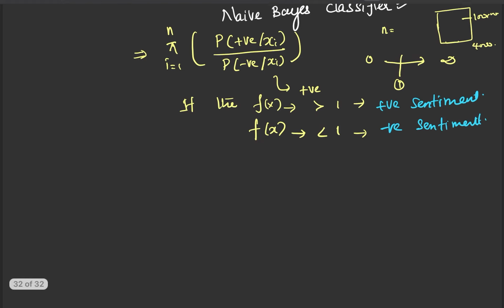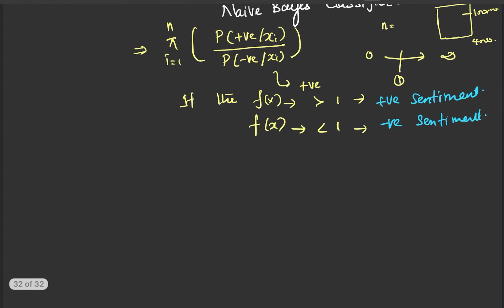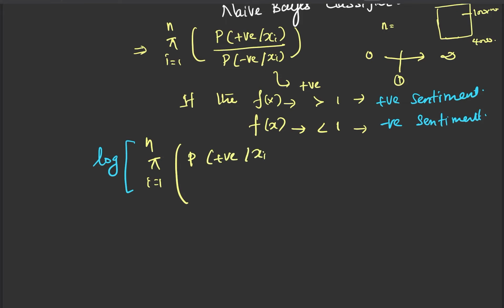Now we will see how we can modify this formula. The simple approach is just to take the log of these ratios. Take the log ratios, the log of the entire value, which is the product over i equal to 1 to n of the ratio of two probabilities: one is the probability for the positive class and the next one is the probability for the negative class.